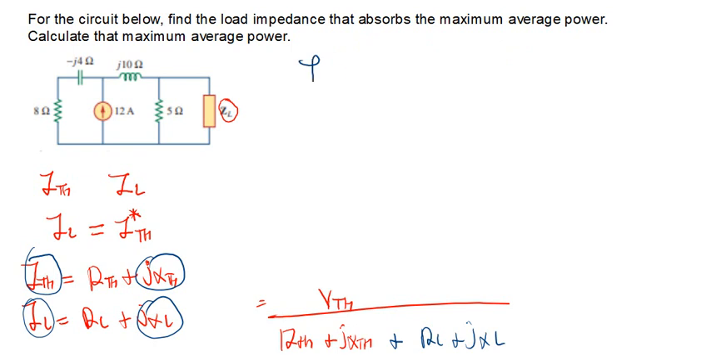So we have said the current is now equal to V Thevenin divided by, I can pair these two together. I can say, okay, I have my what?